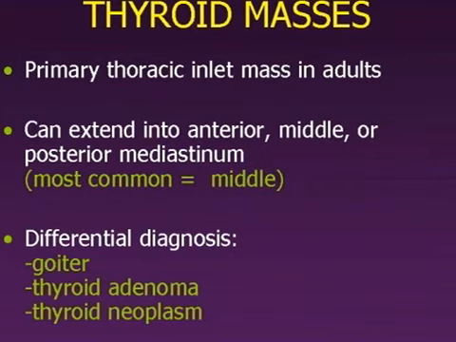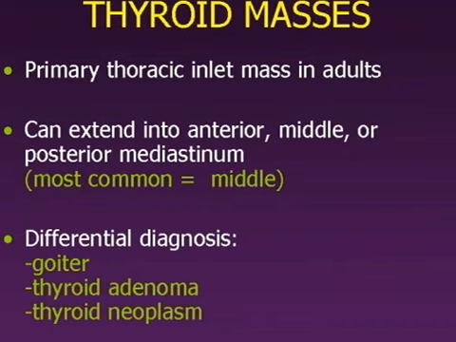Thyroid masses. This is the primary thoracic inlet mass seen in adults. A big thyroid can in fact extend into the anterior, middle, or posterior mediastinum, so you've got to keep it on your differential for an upper mediastinal mass. In fact, the extension into the middle mediastinum is most common.